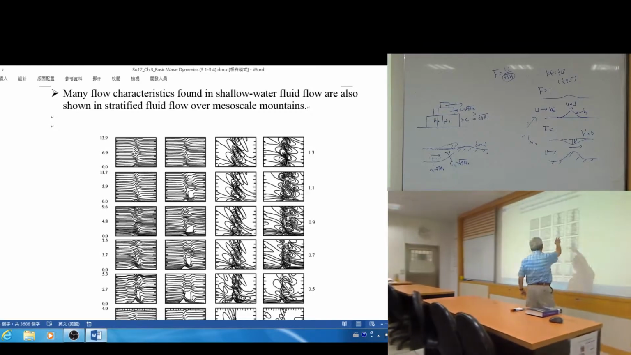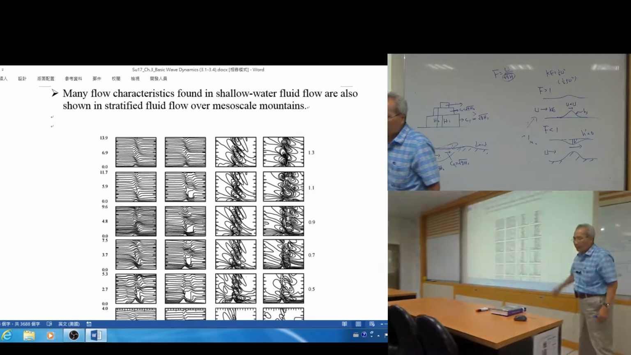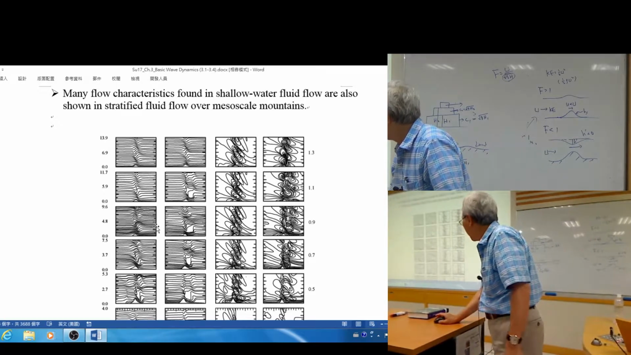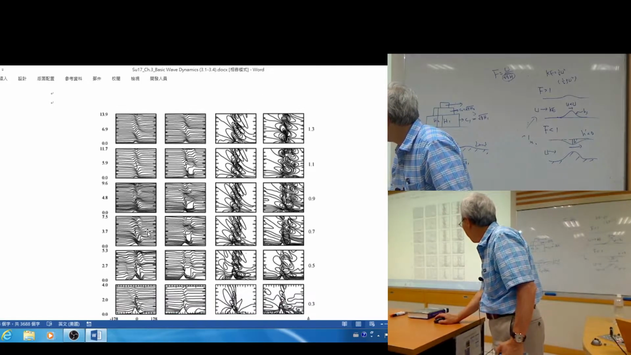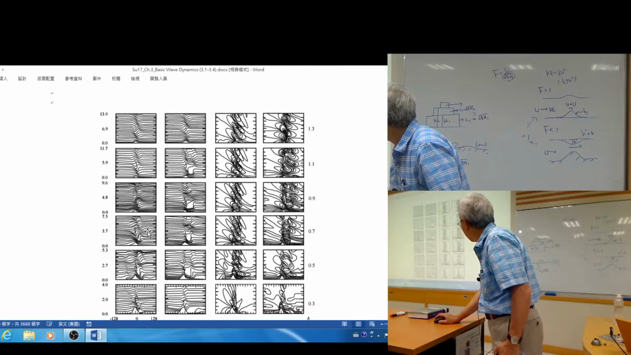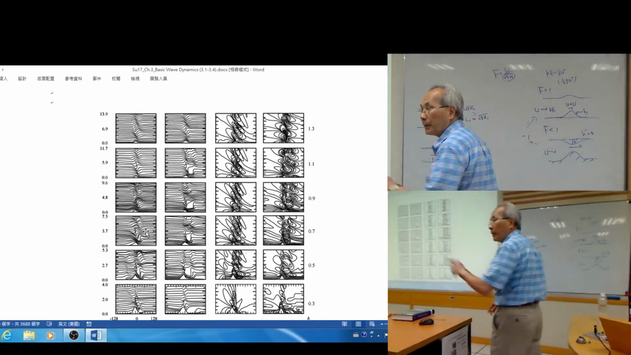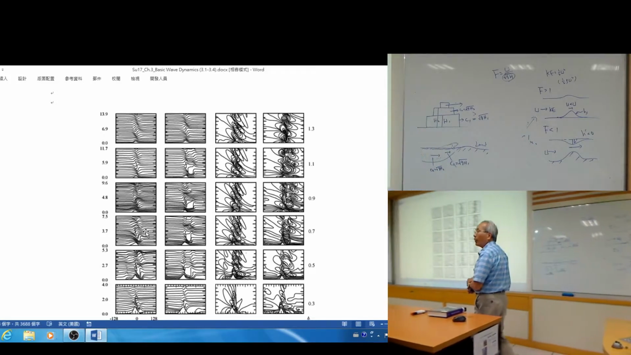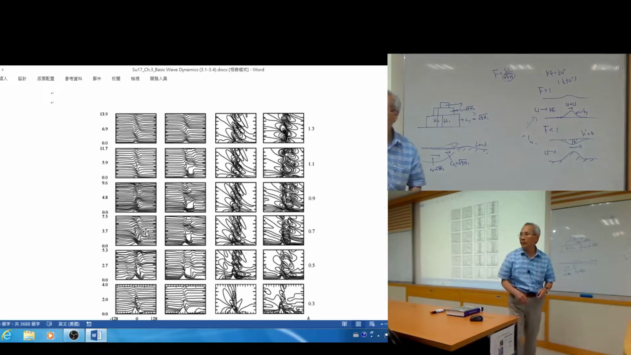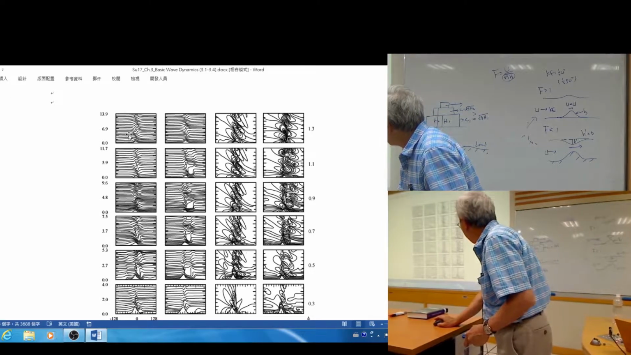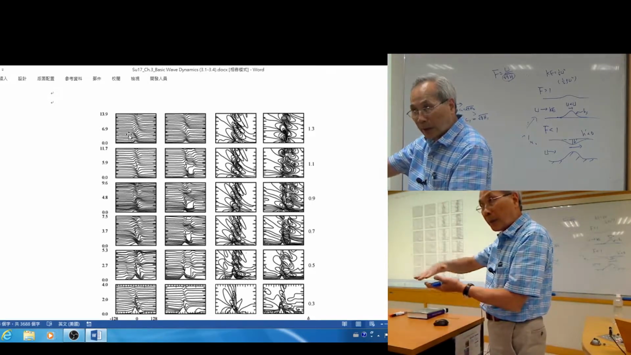Look at this. This was published by a graduate student at NC State, North Carolina State University, with me. He's in Taiwan now. So here, this is stratified flow, the atmospheric flow.